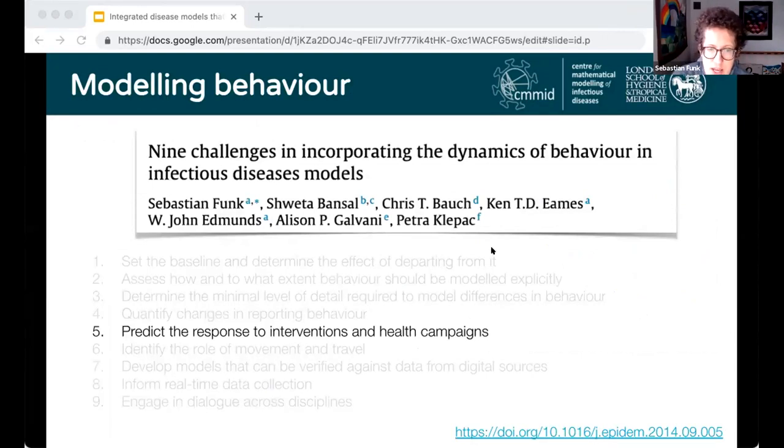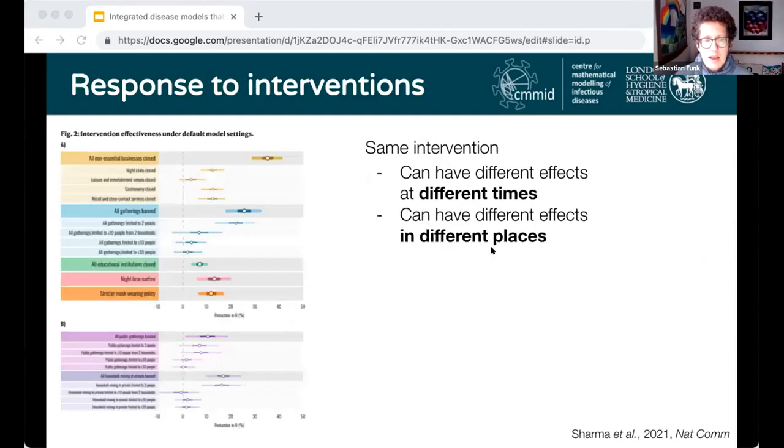We said then that one challenge with respect to behavior was to predict the responses to interventions and health campaigns. So another very pertinent issue with respect to the pandemic, and something that we've seen, is that the same intervention, and I'm just putting an example here of one paper where this was examined in great detail, was found to have very different effects at different times when applied in the same place. It can also have very different effects in different places when applied at the same time. And again, it's something that, at least in the modeling community, we don't have a good handle on.